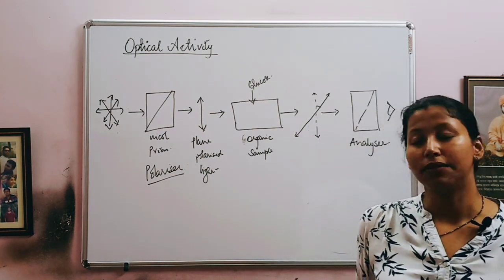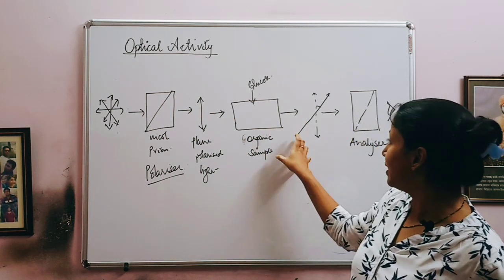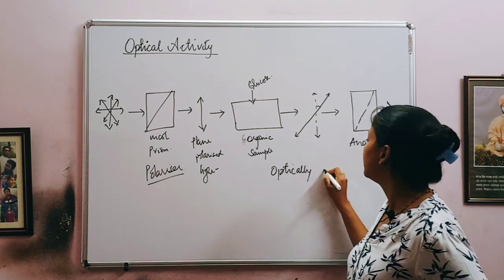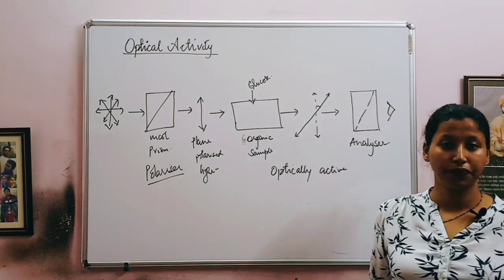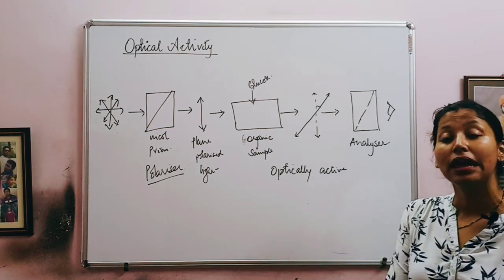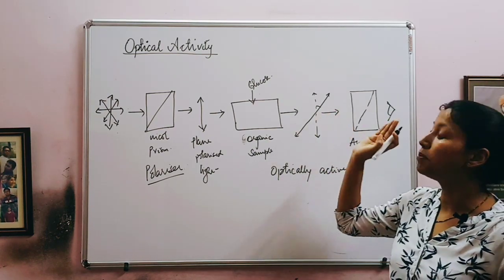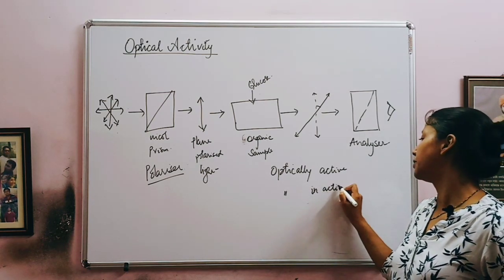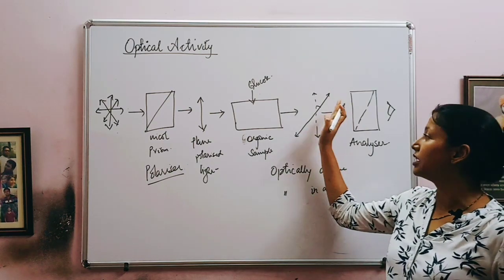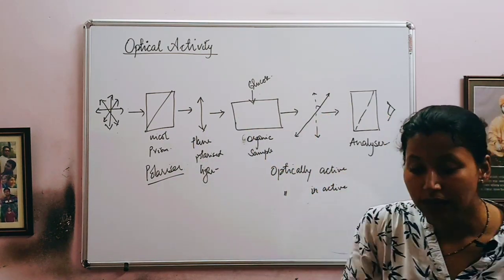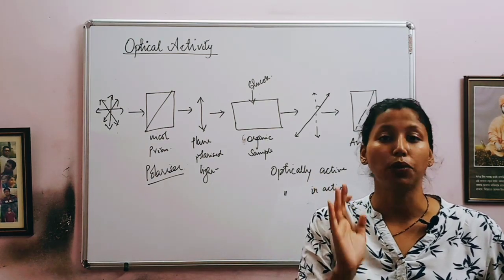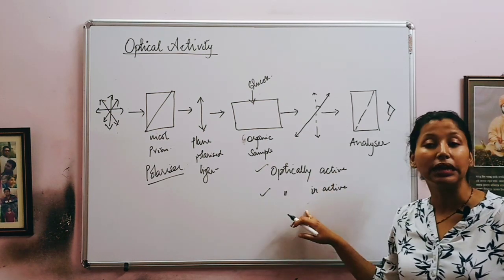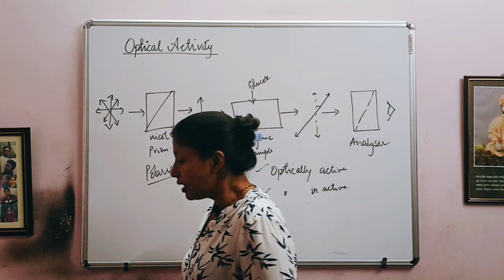Now, if your organic compound rotates the plane of polarized light, it will be called an optically active compound. And if it does not rotate the plane of polarized light, it will be called an optically inactive compound. That means there is no deflection in the plane polarized light. So we have learned two terms, optically active and optically inactive.